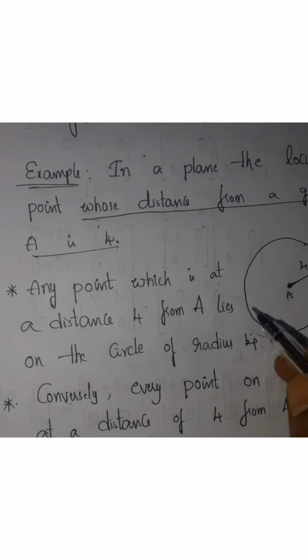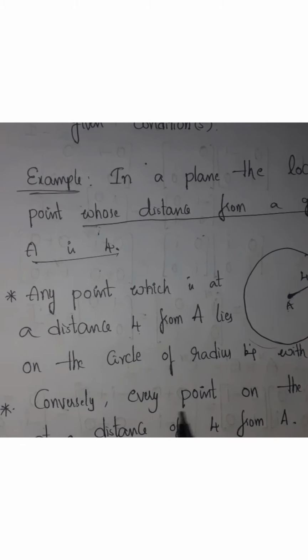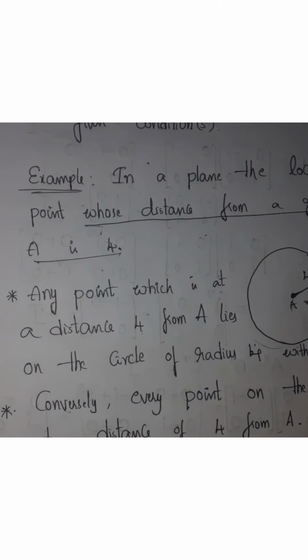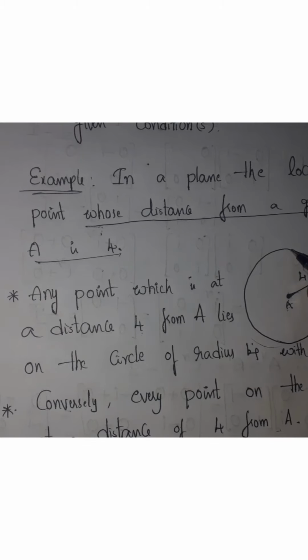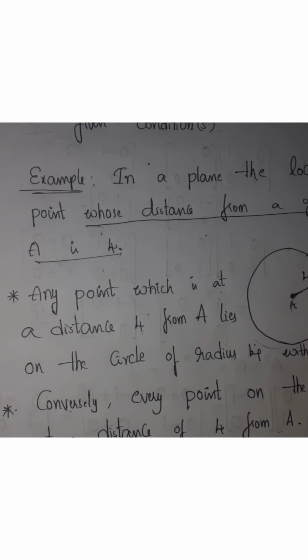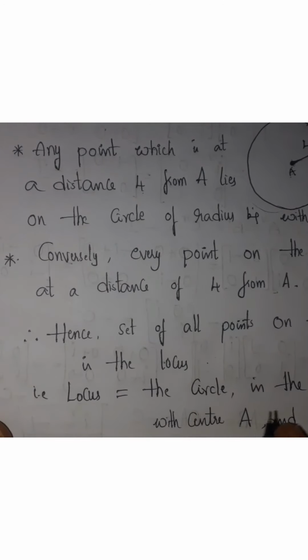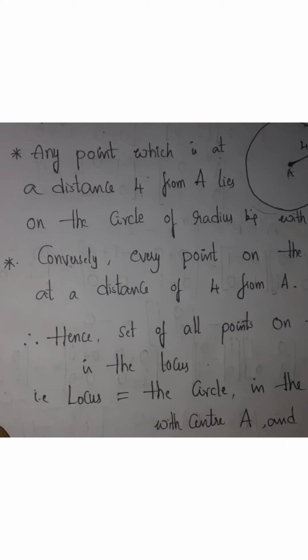So each and every point on this circle is definitely 4 units away from A. And conversely, every point at a distance of 4 from A lies on the circle. Each and every point which is 4 units distance from A lies on the circle. Similarly, every point on the circle definitely has 4 units distance. These 2 points we can understand. That means what is the locus here? Such a collection of points forming a circle, that geometrical figure is called the locus here. Locus is the circle in the given plane with center A and radius 4.